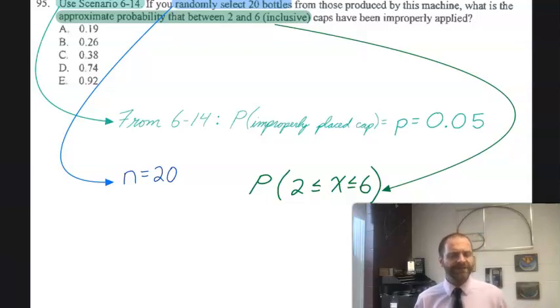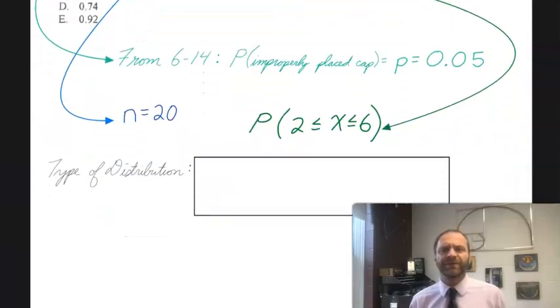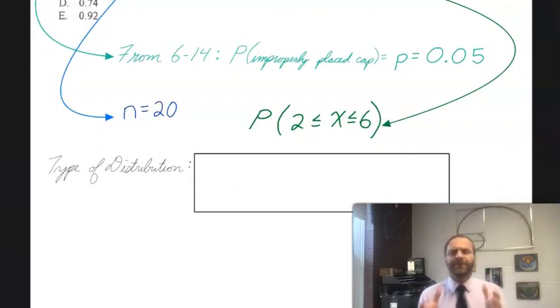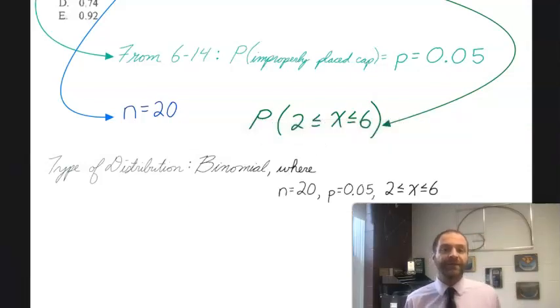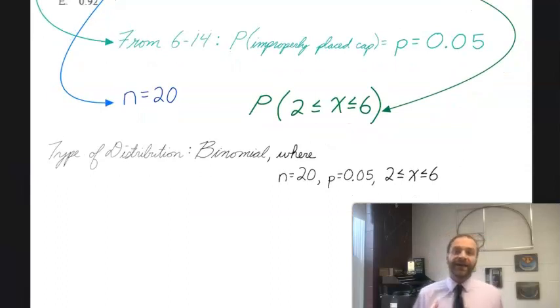So what I have to ask myself now is, what type of distribution am I working with here? I have a set number, 20. Each bottle cap is improperly placed with probability 0.05, so it has a fixed probability each time. I'm trying to figure out how many, between 2 and 6. So I'm thinking this is binomial. It's success or failure: it's either placed down properly or improperly. The probability of being improperly placed is 0.05 out of 20. I'm looking for a count between 2 and 6 inclusive. They are independent of each other. So I'm really dealing with a binomial where n is 20, p is 0.05, and k is 2 ≤ X ≤ 6.